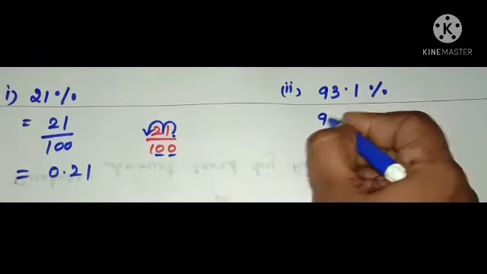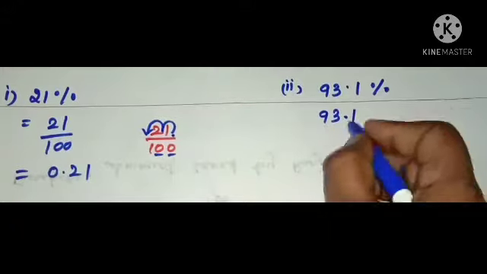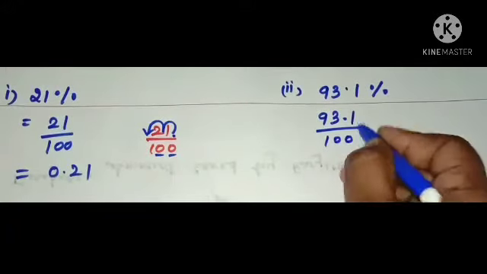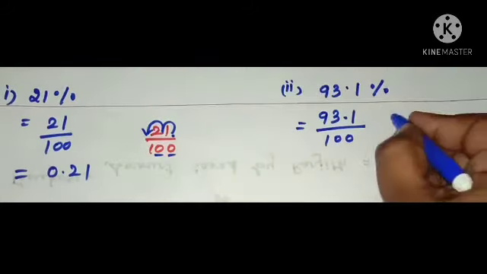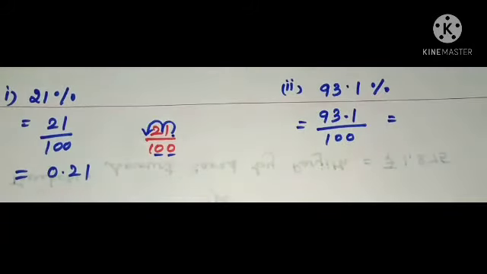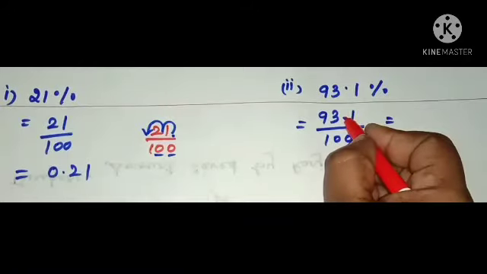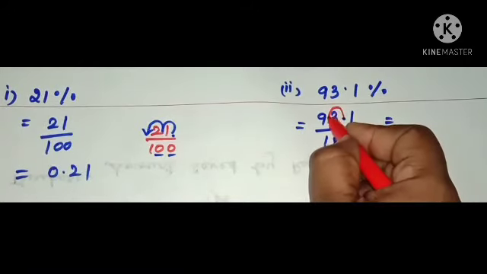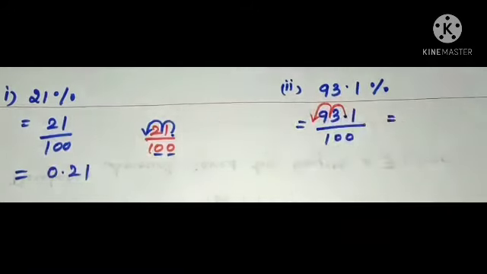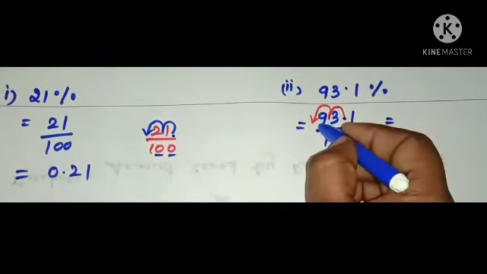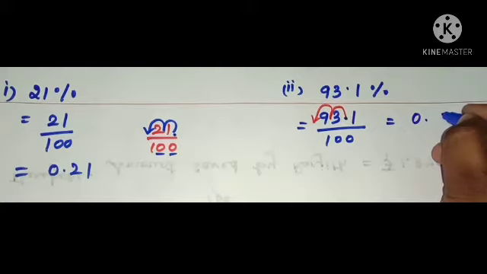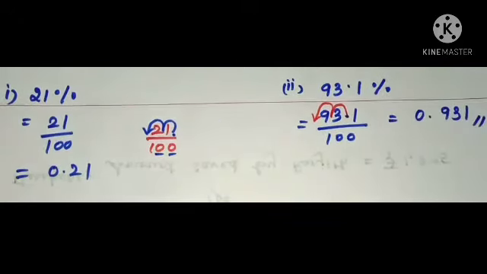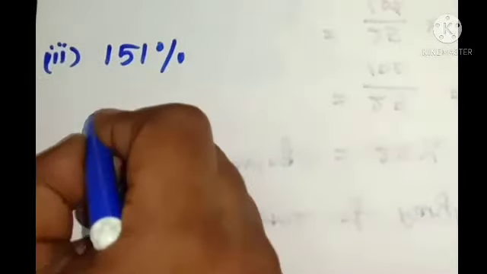Next, 93.1%. 93.1% is 93.1 by 100. And now again there are 2 zeros, so we have to move the decimal point before 2 digits. 1, 2. So the decimal point will occur before 9. Thus our decimal number is 0.931.